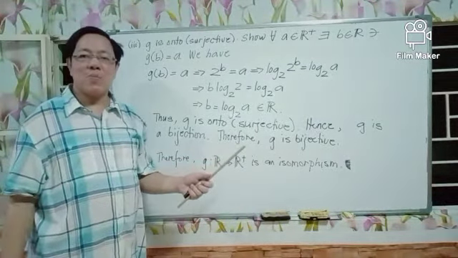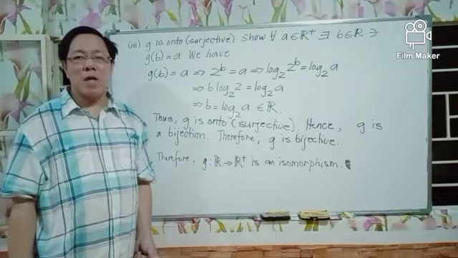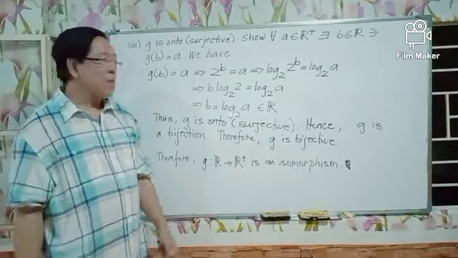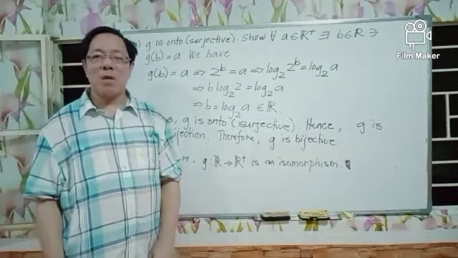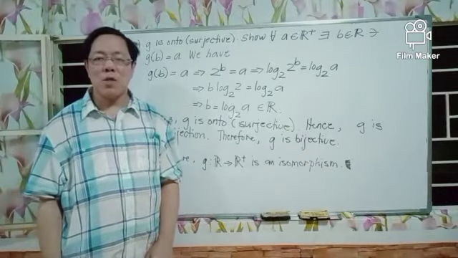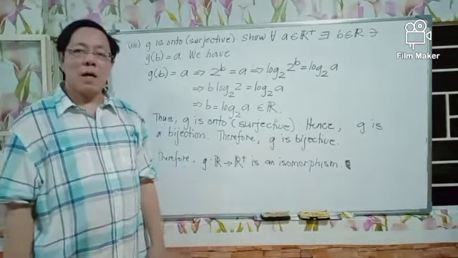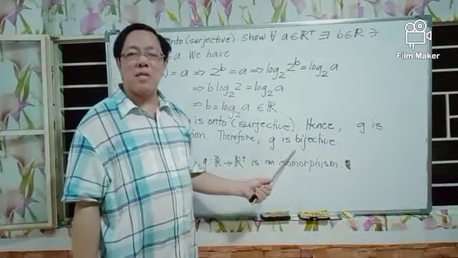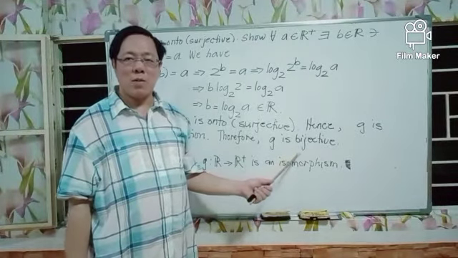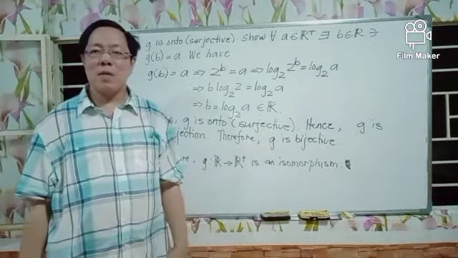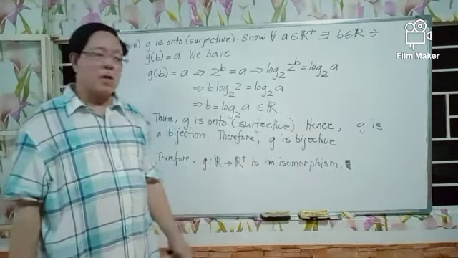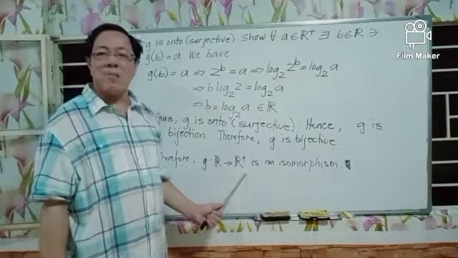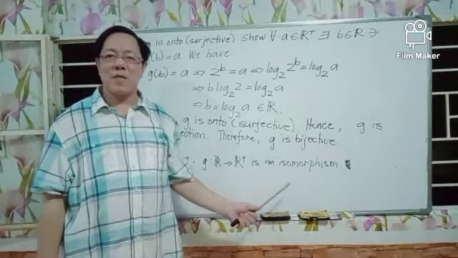Again, combining the results from parts 2 and 3. In part 2, we have shown that the function g is one-one, an injection or an injective function. In part 3, we have shown that g is an onto function, a surjective function or a surjection. And combining the two results, we say that the function g is a bijective function, that is both one-one and onto. And collecting all the three parts of the proof, we conclude therefore that g, the function from the set of real numbers to the set of positive real numbers, is an isomorphism.